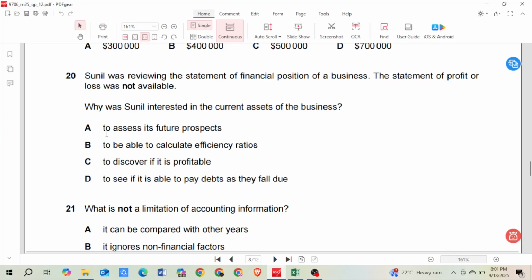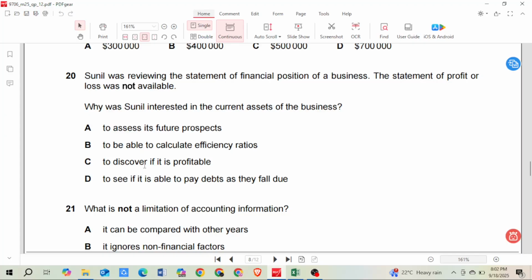Option A says to assess the future prospects. Only current assets would not tell you the future prospects of the business. You need the profit and loss, the trend of the profit and loss, and all the assets and liabilities of the business. Then you can say what the future prospects are. B, to be able to calculate efficiency ratios. Efficiency ratios will not be calculated only with the help of current assets. So he is interested in current assets, which means he is not looking for efficiency ratios.